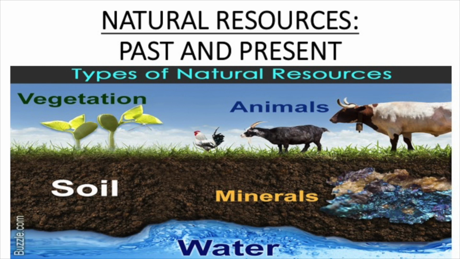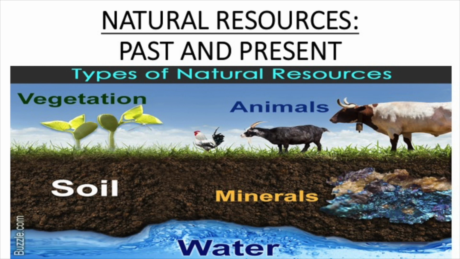Yes. So first of all, guys, let's see the different types of natural resources. We have vegetation. And vegetation means plants, flowers, and grass. Soil. Yes, soil is in the earth, what we use for digging crops. Animals, such as here we have buffalo, goat, and hen. We use different animals for different purposes.